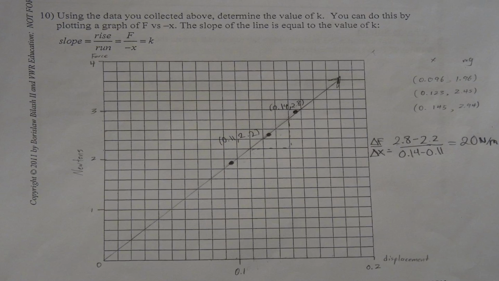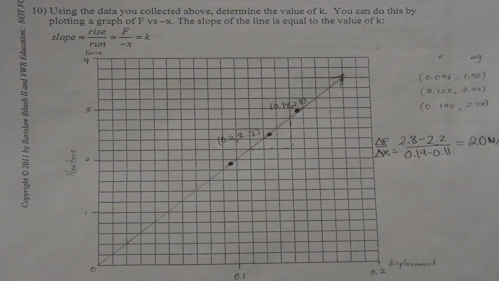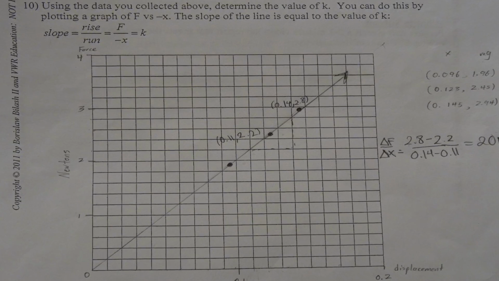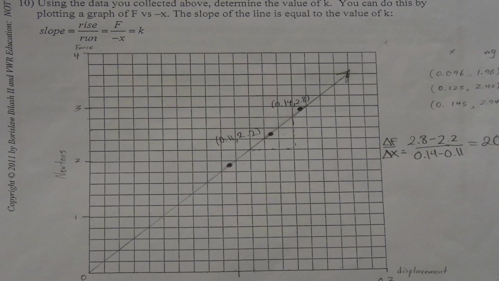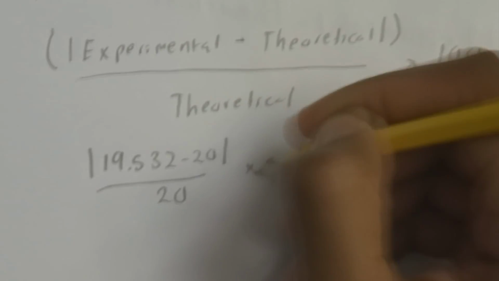For the 200 gram mass, the displacement was 9.6 centimeters, and the calculated spring constant is 20.432 newtons per meter. We used a graph to plot the remaining masses and found the slope to be 20 newtons per meter. We used Hooke's law, which we used to find the theoretical book value, to determine the percent error. Using the formula, we determined the percent error to be 2.34%.